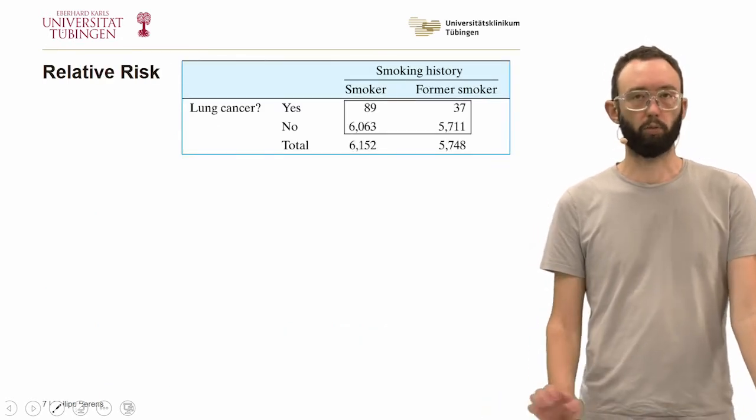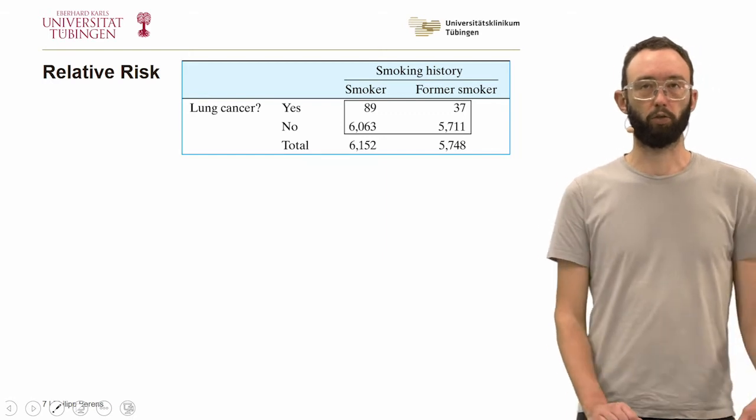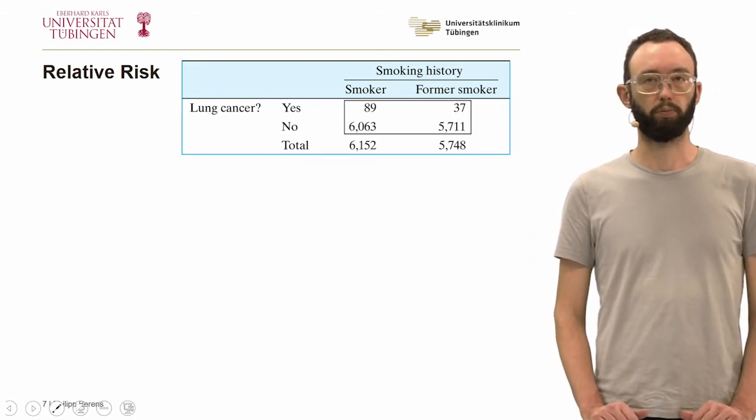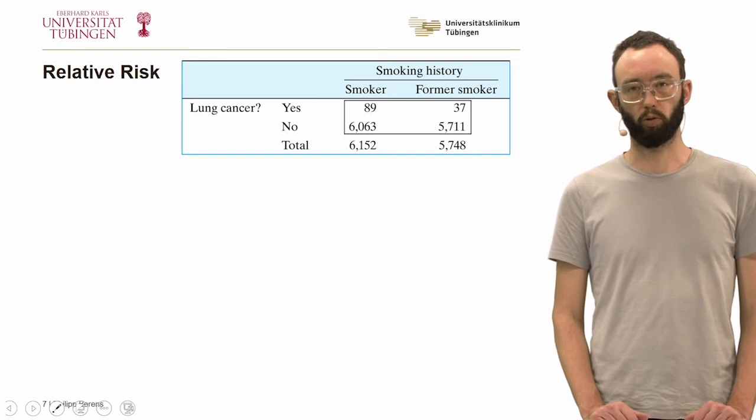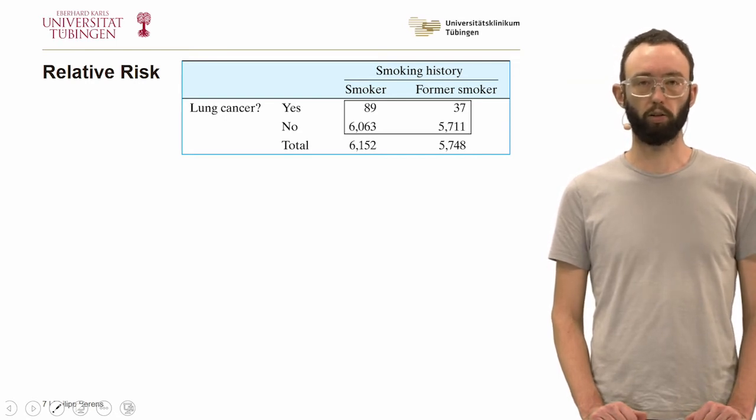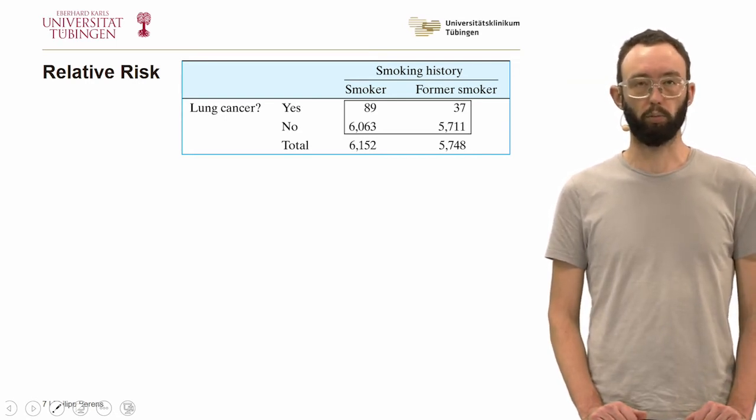The next topic that I would like to cover in this lecture is that of relative risks and odds ratio. These are probably terms that you have heard or read in the biomedical literature, and thus I think it's important to mention them here as well.